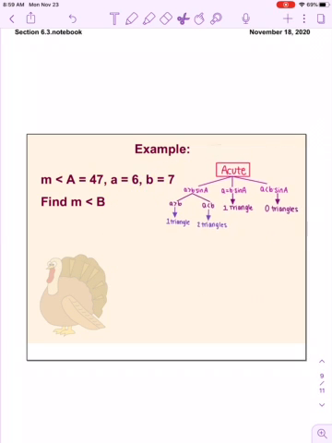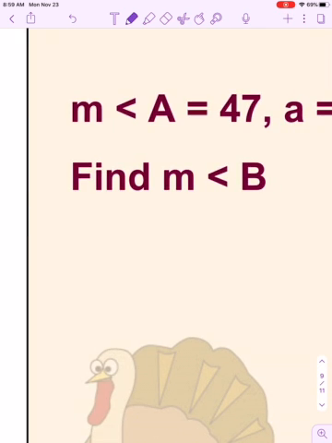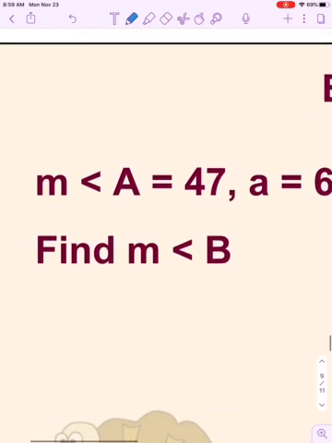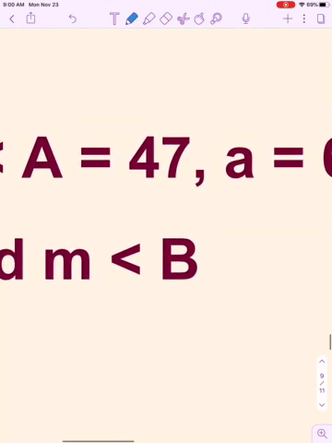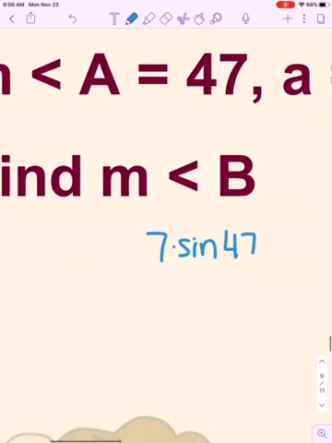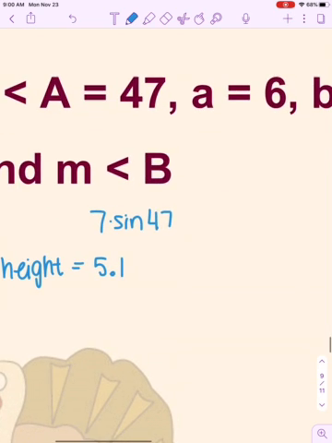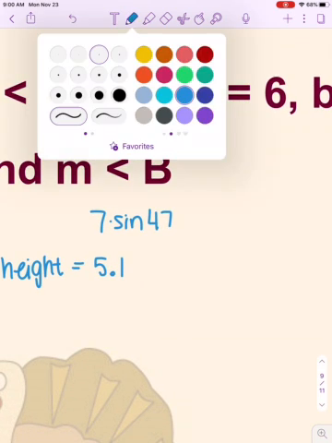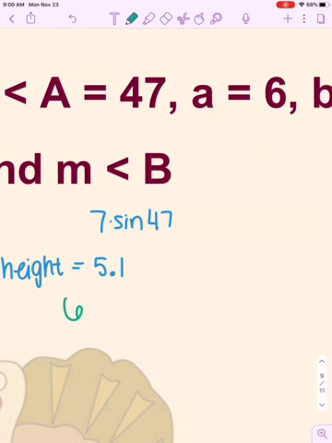All right, let's do this one. Same thing. A is acute. So we have to find our height. So B sine A is 7 sine 47. 7 sine 47 is 5.1. So that's our height. So we have to compare side A, which is 6, to our height. So 6, this is side A, B sine A, to 5.1.